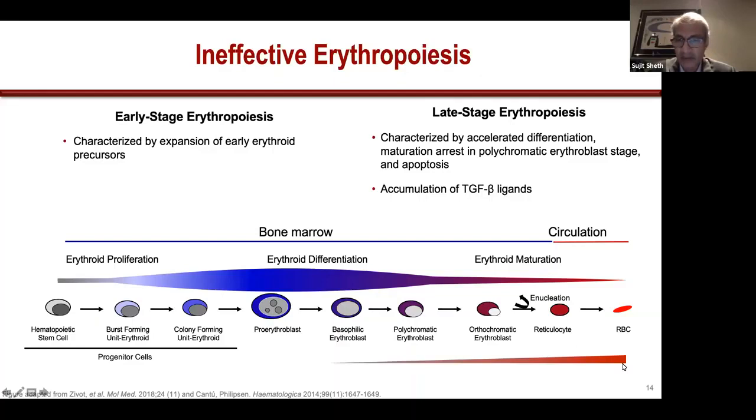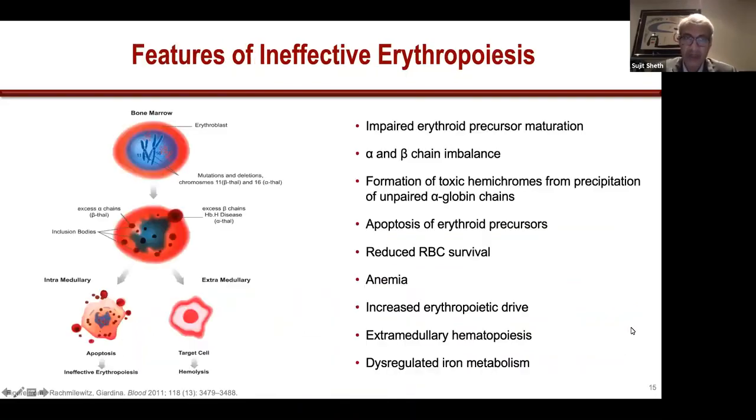And because there's a reduced output of hemoglobin, you have fewer red blood cells being made, and therefore severe anemia as a result. So this summarizes the features of ineffective erythropoiesis. There's impaired erythroid precursor maturation. There's an imbalance between alpha and beta globin chain production. Again, you have more alpha being produced, no beta being produced in beta thalassemia, and the reverse in alpha thalassemia.